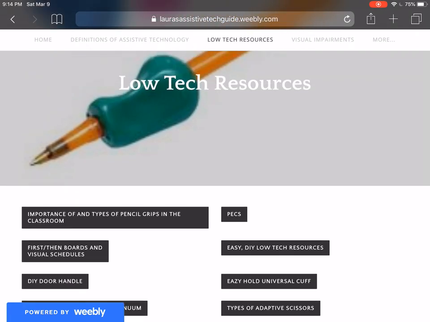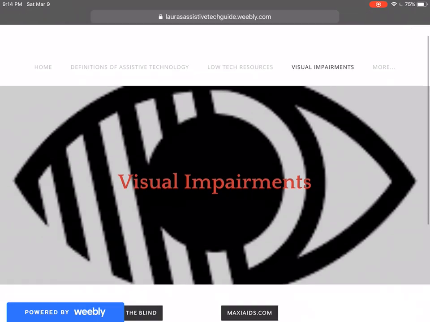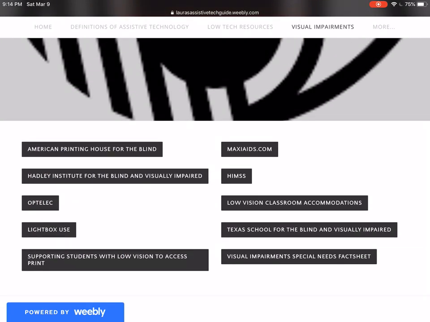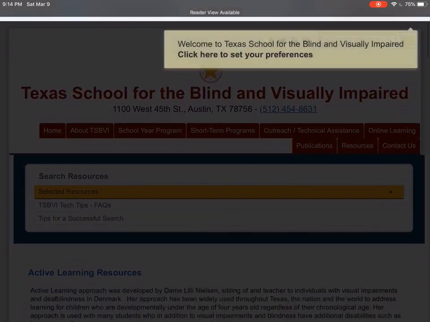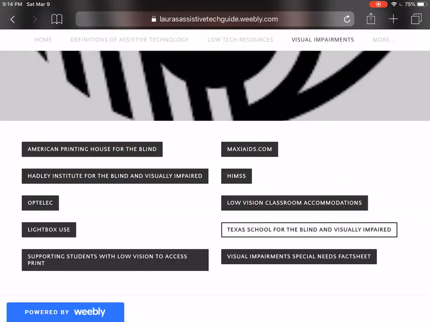Moving on to visual impairments, this is the newest category and the category that I am almost least familiar with. So I reached out to my orientation and mobility specialist as well as my vision teacher to see what some of their favorite resources were to go and explore. And they suggested the Texas School for the Blind and Visually Impaired, as they have a lot of good resources and assessment tools on their website that you can go in and then branch out from there.